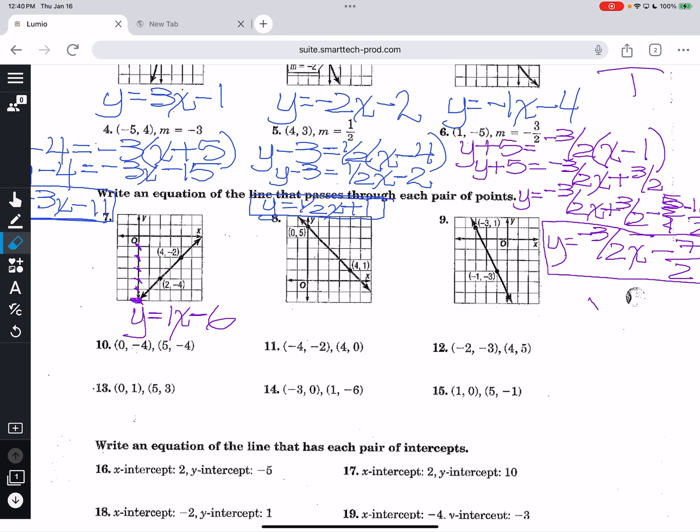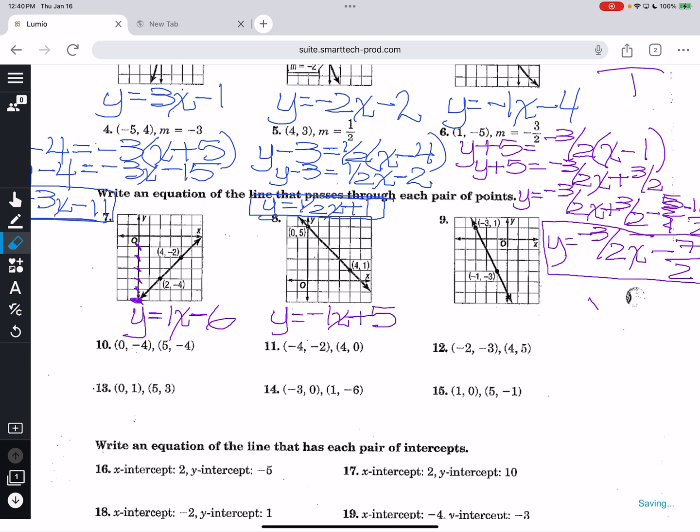What is the equation for number 8? It's 4 over 4, which is 1. Negative 4, which is negative 1. So negative 1x, and it crosses the y-axis at 5, plus 5. I see how you get that. Oh, I understand it now.